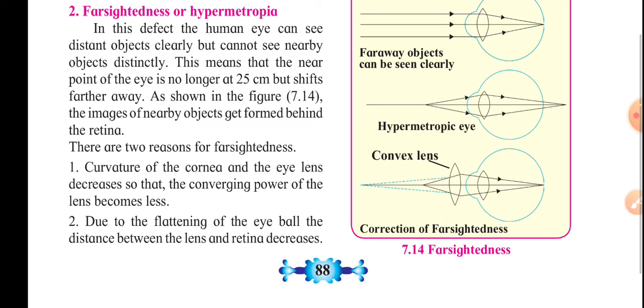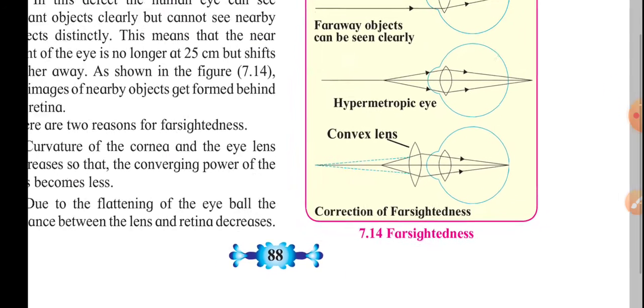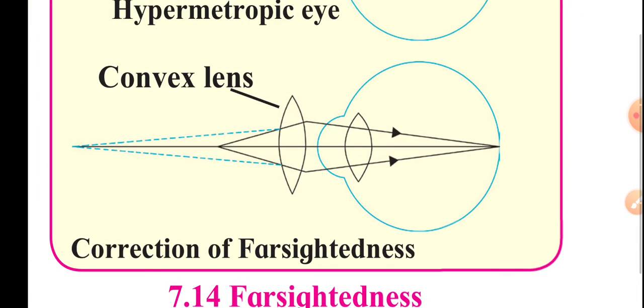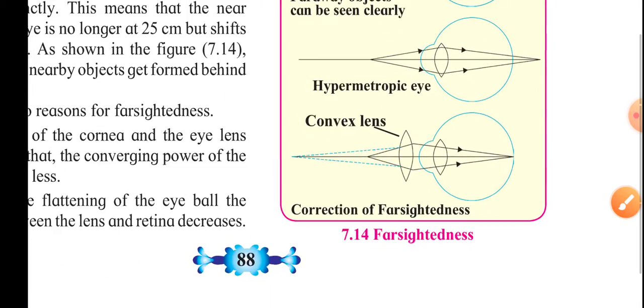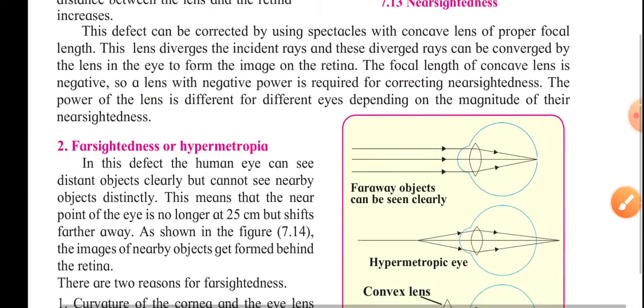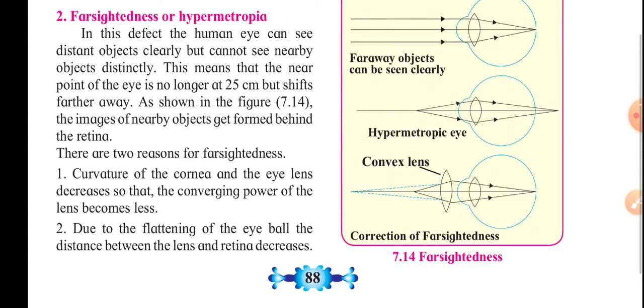So we want to converge the rays well before that position, meaning on the retina, and for that we are using a convex lens. As you can see over here, when the rays reach here, they start to converge well before the eye lens, and then again converge and the image gets formed on the retina. So this is about far-sightedness, which is also known as hypermetropia.